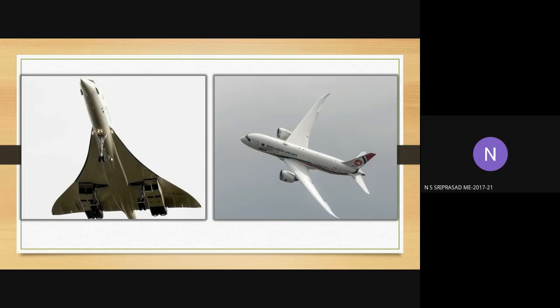It's incredibly fast, and this was operated by the British, I think. Correct? British and the French, Air France. British Airways and Air France, yes. There was also one other plane which is also supersonic. That is the Russian plane. It's called the Tupolev Tu-144. That is also very similar to the Concorde, but Concorde has more fame, definitely.